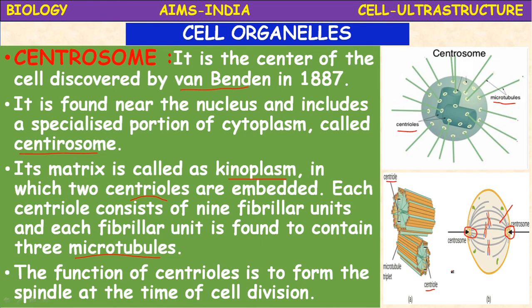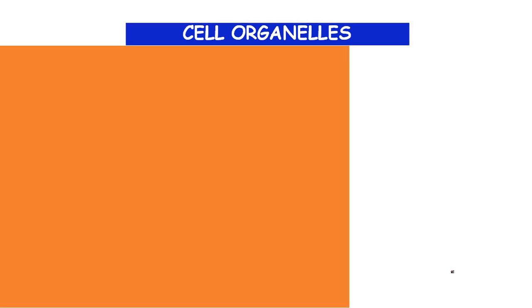Okay children, who discovered centrosome? Centrosome was discovered by Van Benden. How many centrioles are present in the centrosome? There are 2 centrioles. What is the matrix of centrosome? It is called kinoplasm. The kinoplasm of centrosome consists of 2 centrioles. Okay, let us proceed.